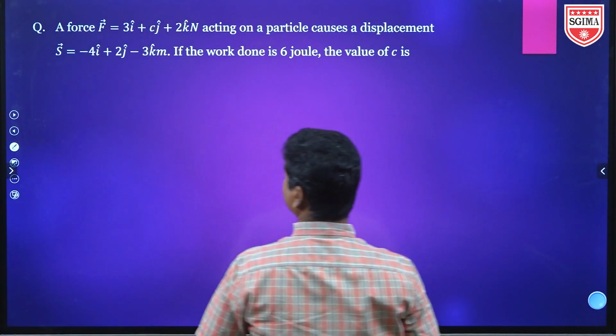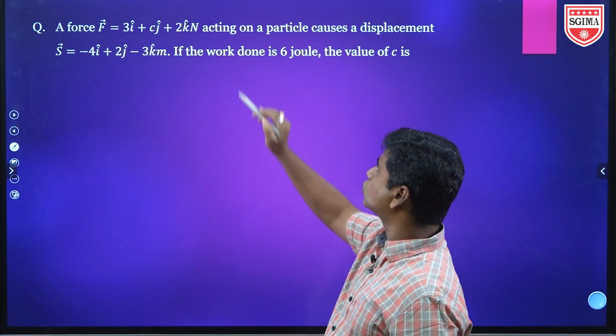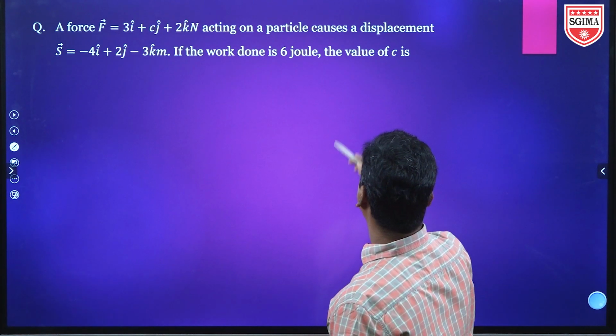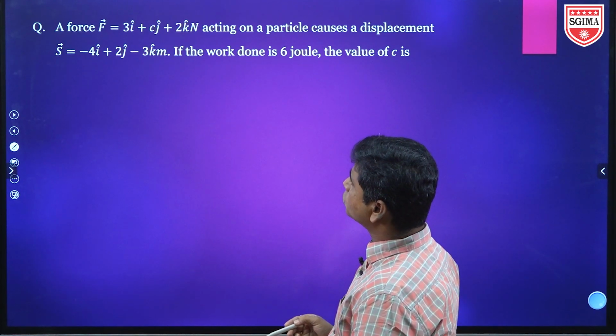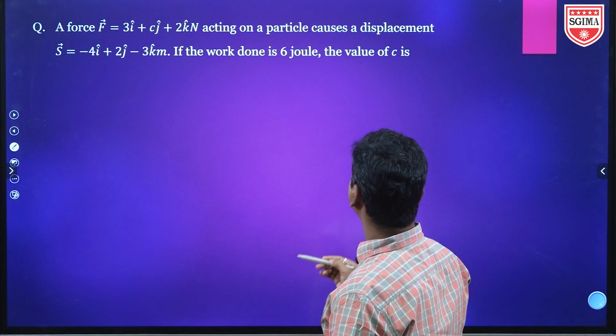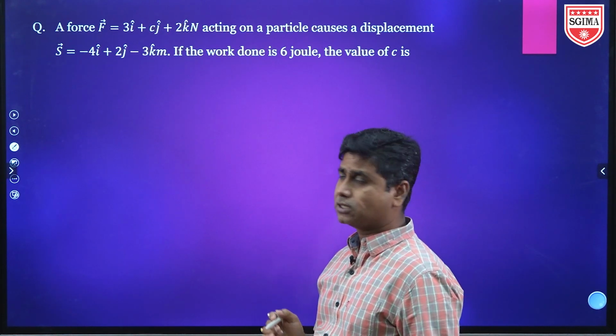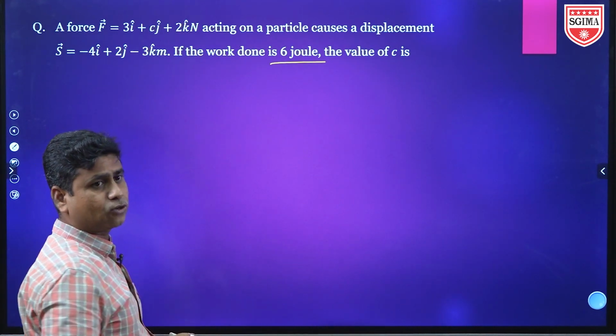Next, here is one more question. A force F bar equal to 3i cap plus C j cap plus 2k cap Newton acting on a particle causes a displacement S bar equal to minus 4i cap plus 2j cap minus 3k cap. If the work done is 6 joule, the value of C is? Here work done is also given, 6 joule. All are given in SI units only.